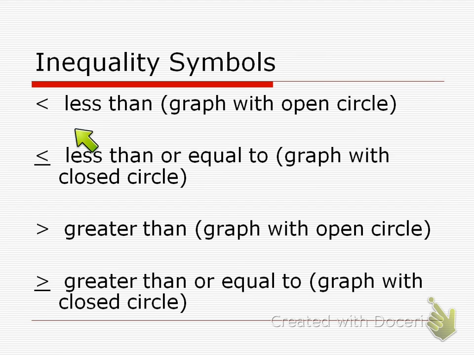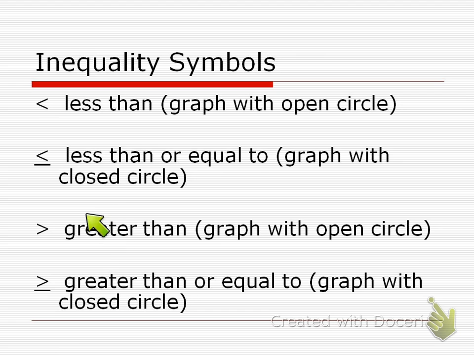This first symbol is the less than symbol. If you say x less than 4, that does not include the 4. That's why we leave an open circle on the graph. This is the less than or equal to symbol. So if you would say like x less than or equal to 4, 4 is included. That's why this one, the graphs include a closed circle.